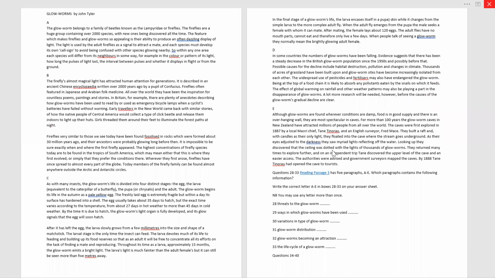This is the reading passage, guys, as a new student has joined. This is reading passage 3 of the general reading we're doing. These are questions 28 to 33, where you need to find which paragraph this information comes from. That's right for 28.